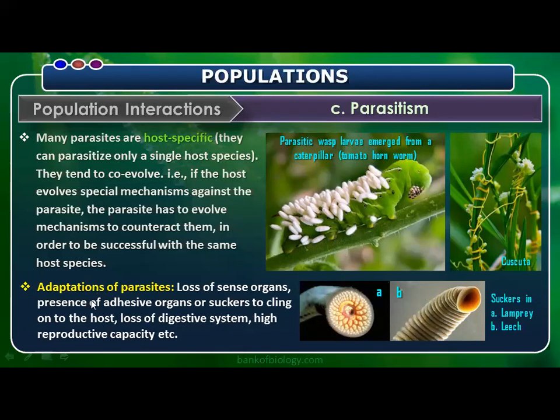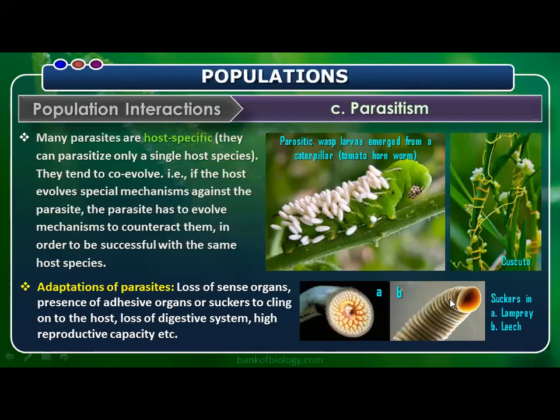Loss of sense organs, presence of adhesive organs or suckers to cling onto the host, loss of digestive system, and high reproductive capacity. Loss of sense organs: a parasite doesn't need any sense organ. Presence of adhesive organs or suckers: we know that tapeworm has 4 suckers. In leeches we have suckers. And the ectoparasite on the gills of fishes, lamprey, Petromyzon. You see the suckers in them.